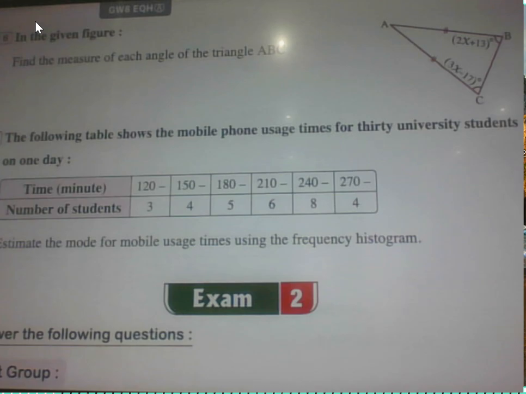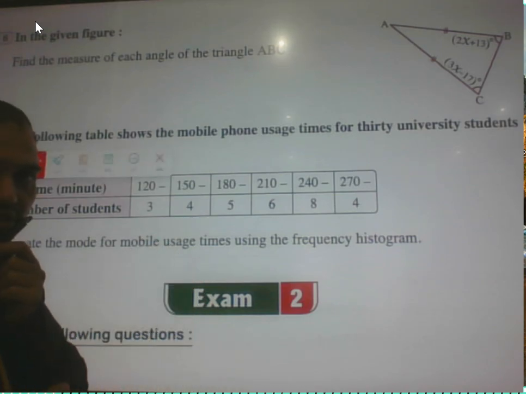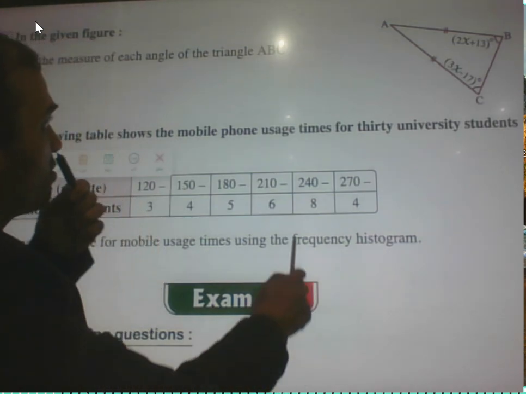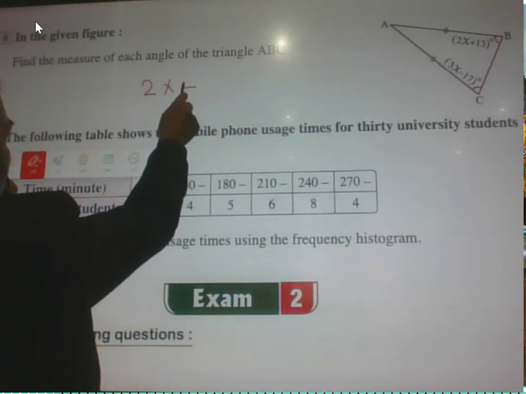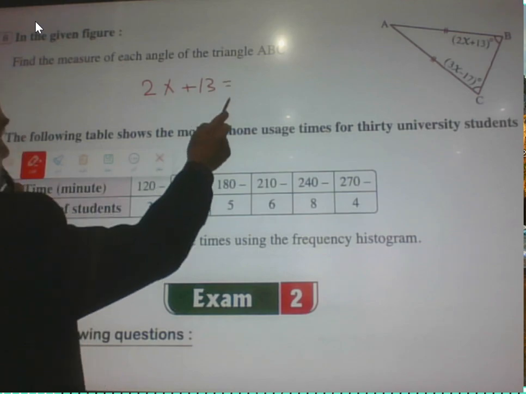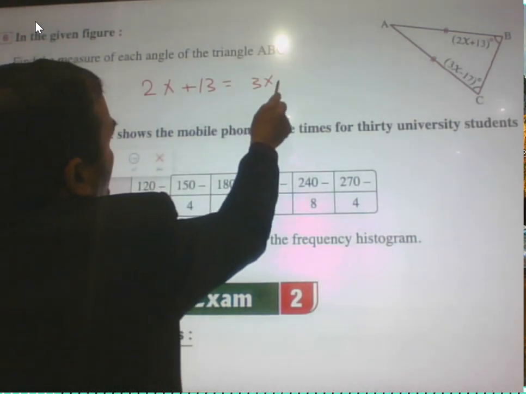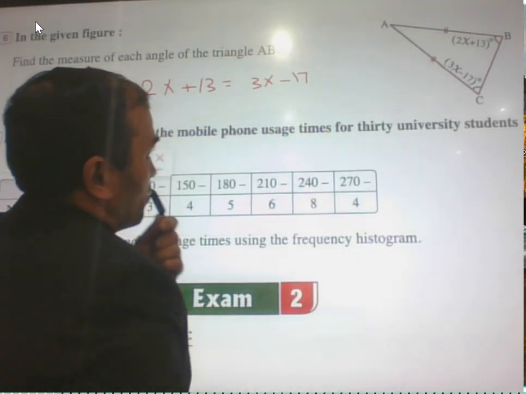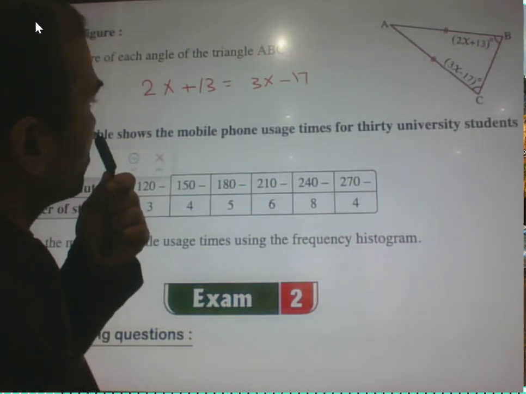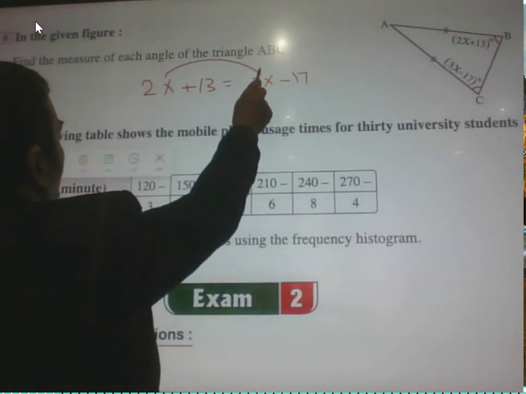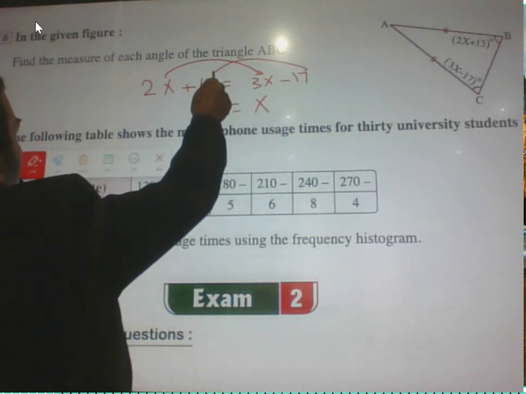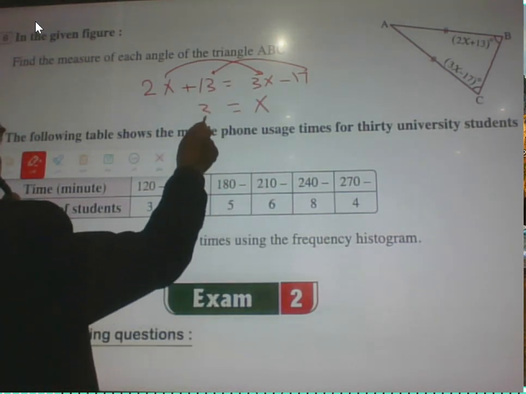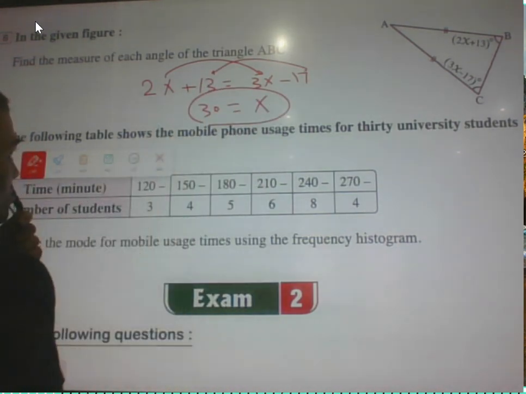Now I will write measure of angle B equals measure of angle C and solve the equation to find the value of x. First, we have 2x plus 13 is equal to 3x subtract 17. Okay, we can subtract 2x from 3x, it will be x, and 13 plus 17 equals 30. Then the value of x equals 30.